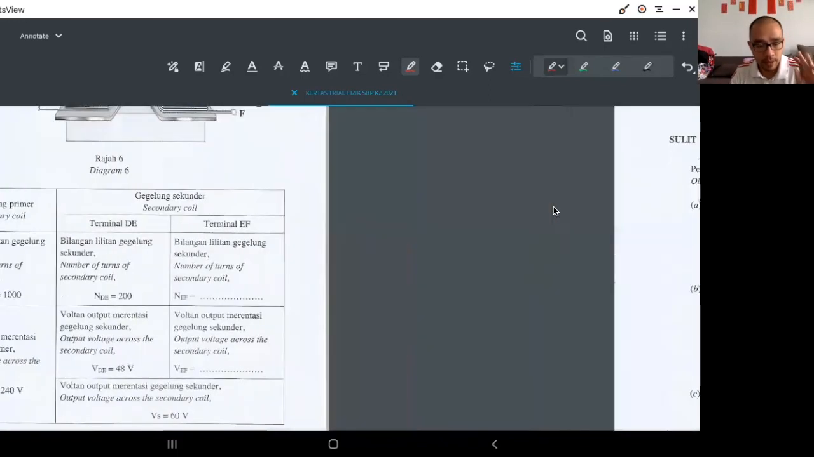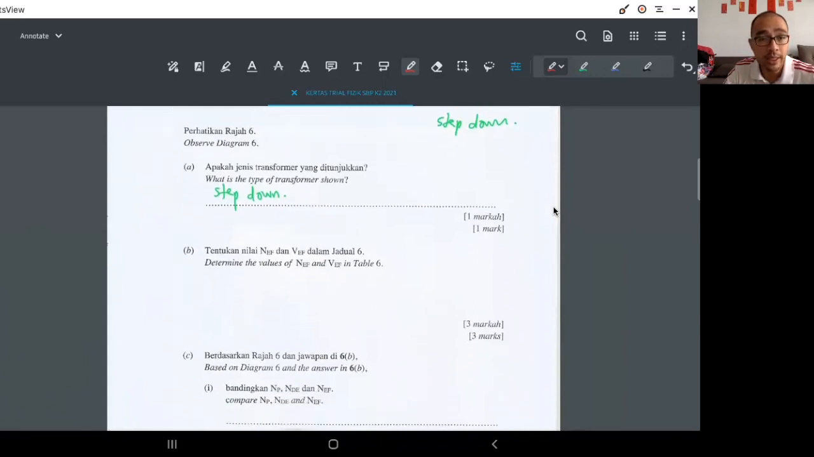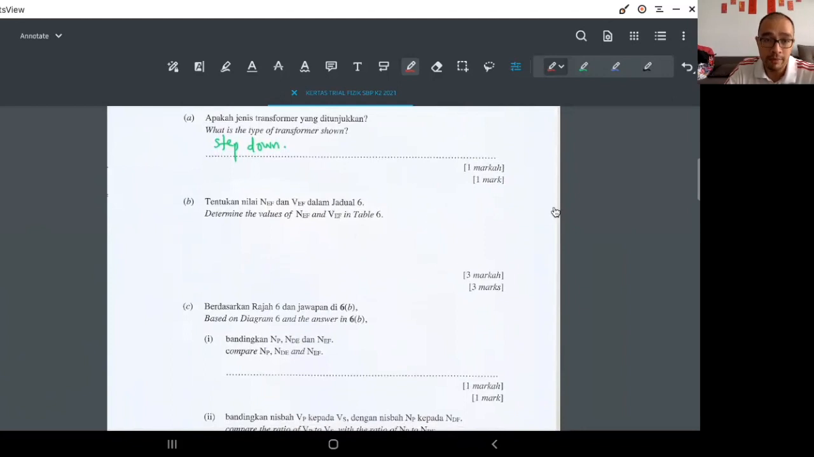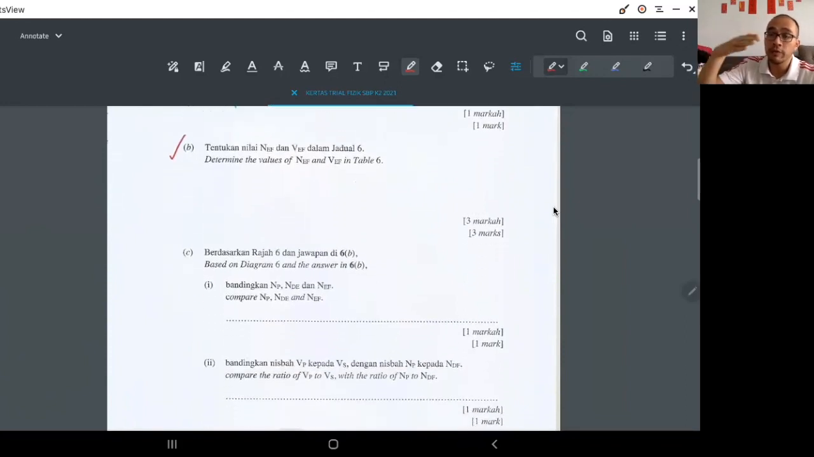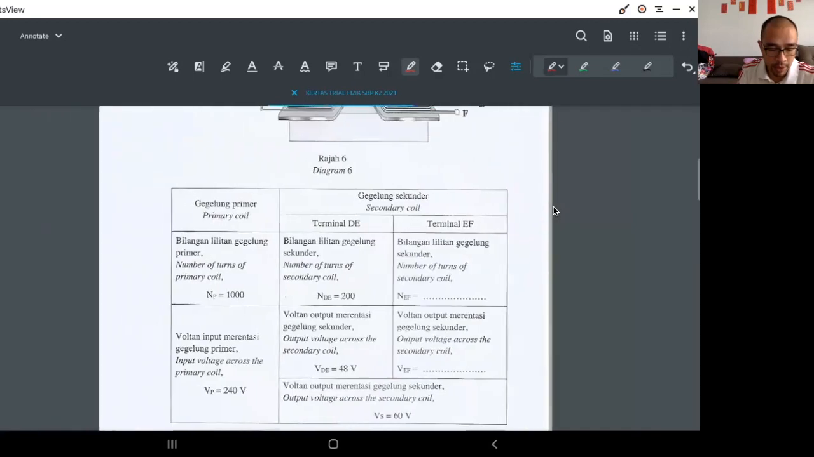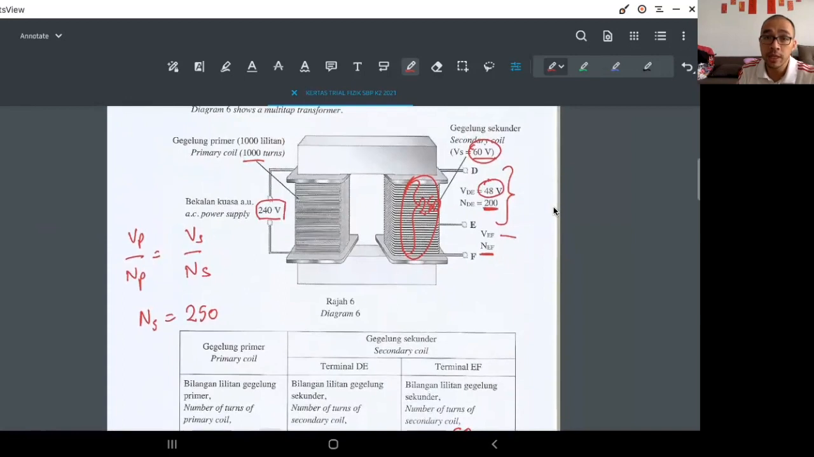Okay, let's go back. So this is done. Determine the values. Now, compare. What did I say? Question number 6, compare. Compare NP, NDE, and NEF. Now if you're going to compare three things, you have to arrange them. Obviously, the number of coils: NP is 1000, NDE is 200, NEF is 50. 1000 is more than 200 is more than 50.